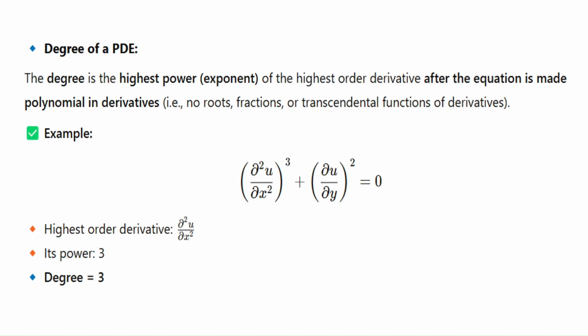Degree of a PDE. The degree is the highest power of the highest order derivative after the equation is made polynomial in derivatives. Example, (∂²u/∂x²)³ plus (∂u/∂y)² equals 0. Here highest order derivative is ∂²u/∂x² and the power of this highest order is 3. So the degree is 3.